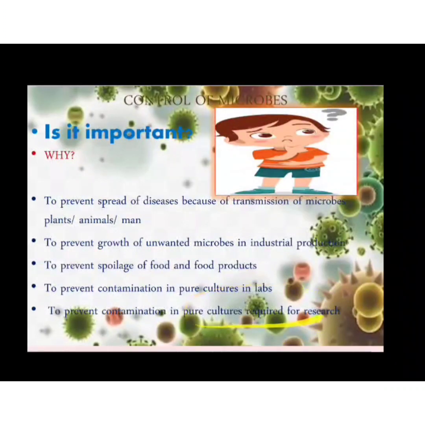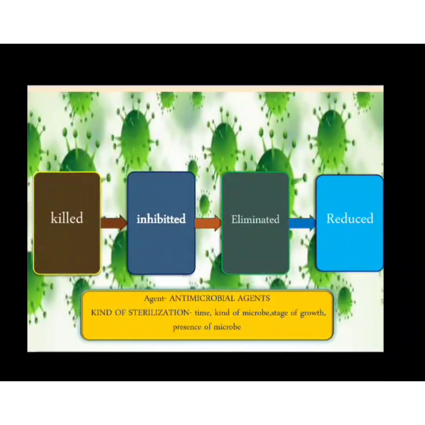Also, in my research work, suppose I am using a particular organism and I want to know the result. If there is contamination, if the organisms are not in pure form, the results are definitely going to be hampered. So in order to prevent contamination and getting a wrong result, I need to control the growth of microorganisms. These are the various reasons why I have to control these germs, these harmful organisms. Next, how will I control them?